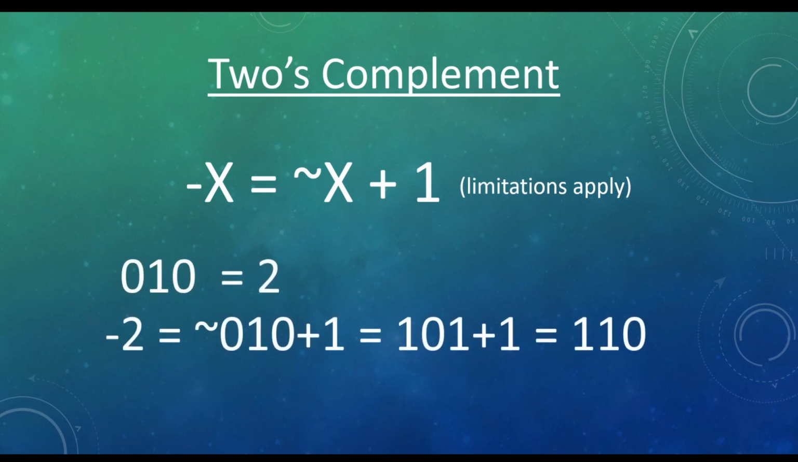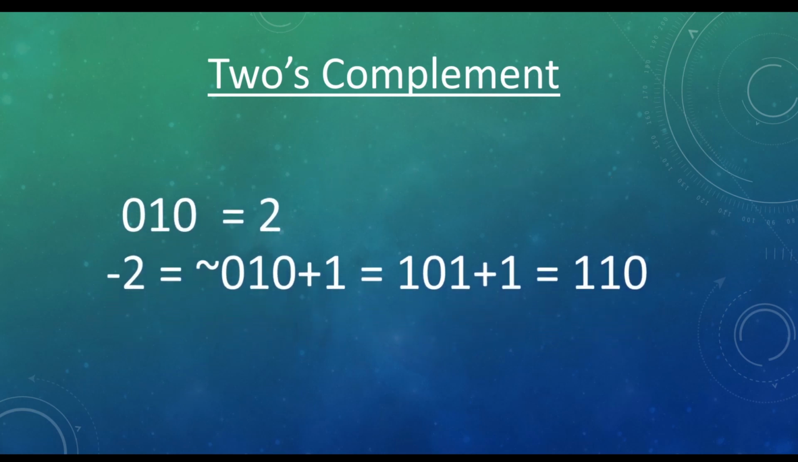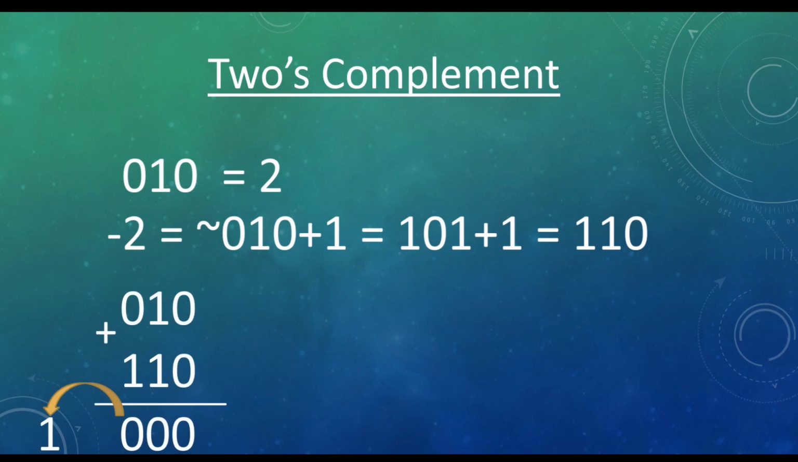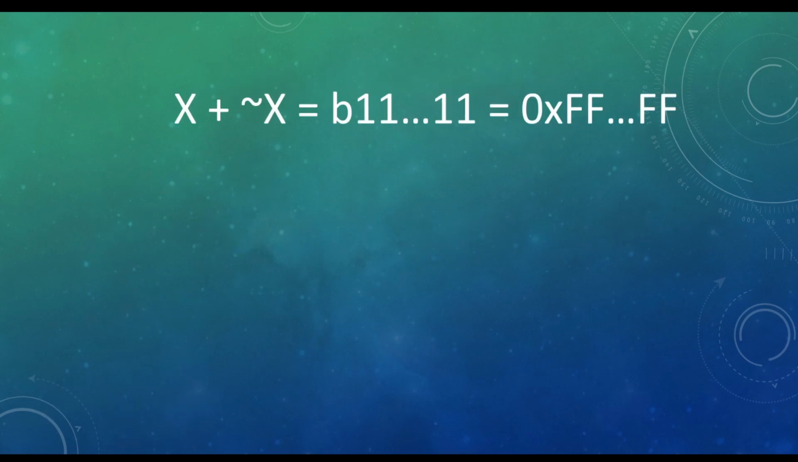Let's see an example. If our number is 101, which is 2, represented by 3 bits, the minus 2 is going to be the flip of all the bits, meaning 010, plus 1 equals 110. That is going to be our minus 2. And indeed, if we add those two numbers, we get a 0 with 1 carry or 1 overflow. And this overflow is fundamental to how 2's complement works, and we'll get to that shortly as well.